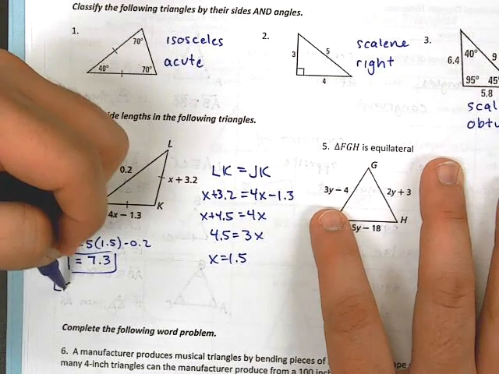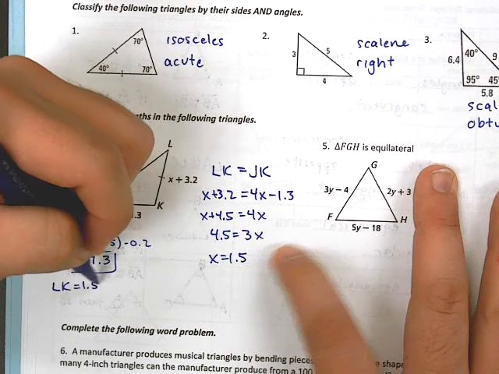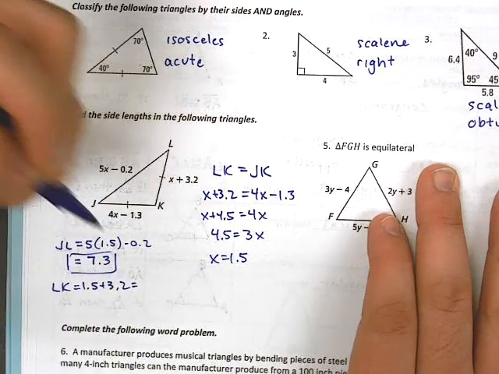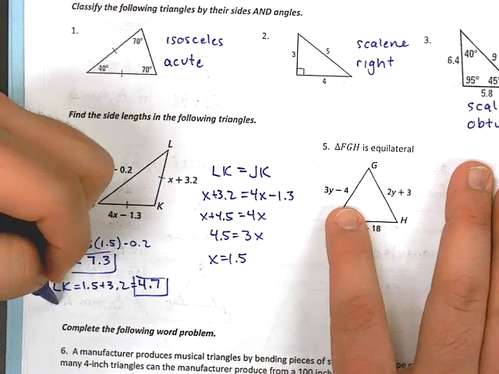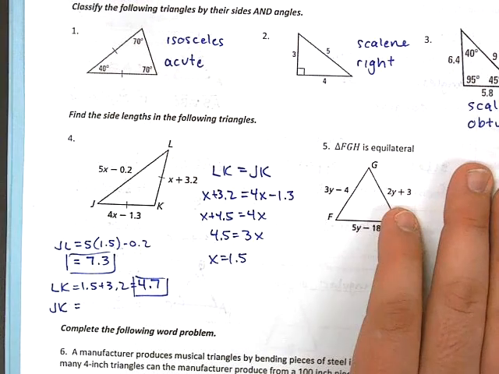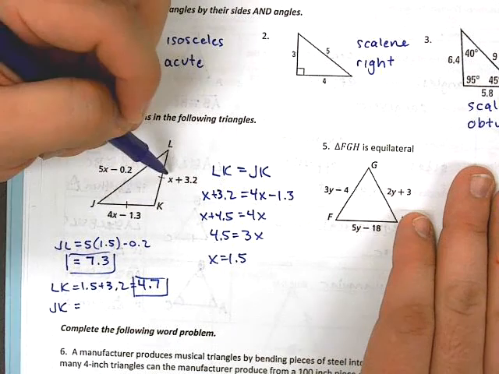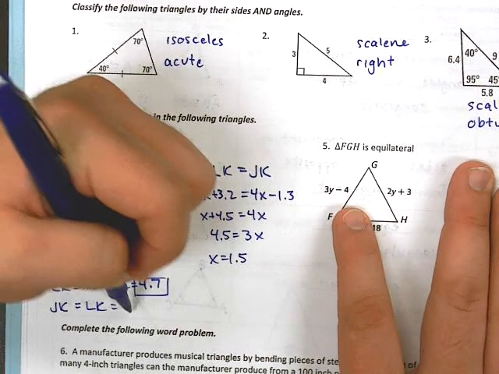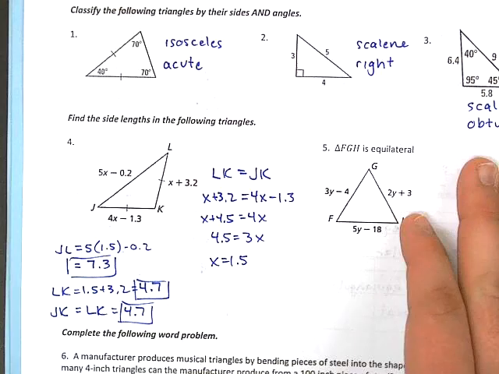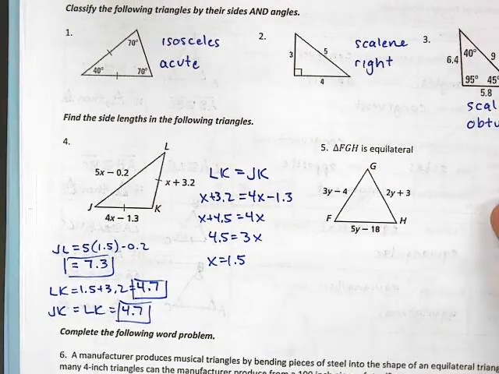LK. LK is x plus 3.2, so 1.5 plus 3.2 equals 4.7. Great. JK. Do I need to do any work? No, I do not. JK has to be the same as LK. JK equals LK, which is equal to 4.7. And we're done. All right, so that is good.